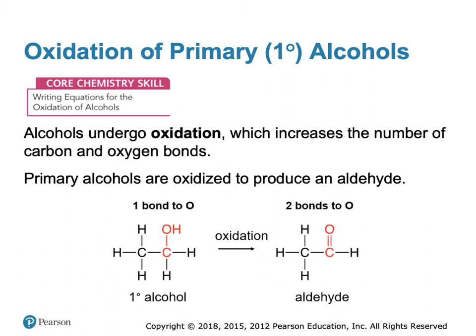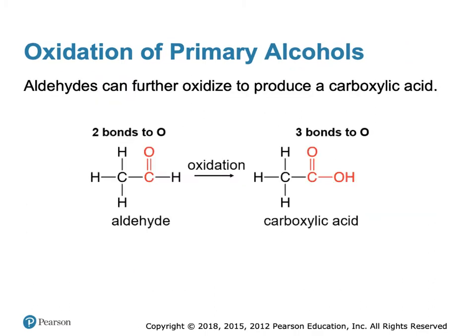Alcohols undergo oxidation, which increases the number of carbon-oxygen bonds. So if we have a primary alcohol, and again, remember, primary alcohol, here's your alpha carbon. That means that there is one other carbon bonded to that alpha carbon, it will be oxidized to produce an aldehyde. And here you can see our aldehyde. We can take aldehydes and further oxidize them to produce a new functional group called a carboxylic acid.